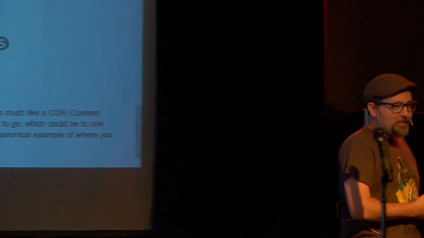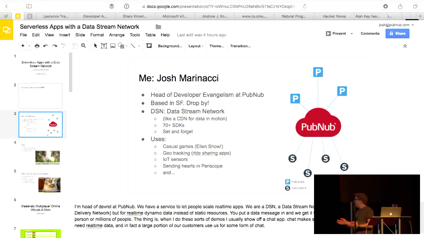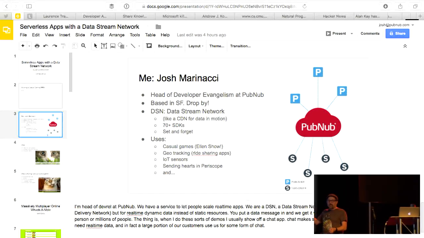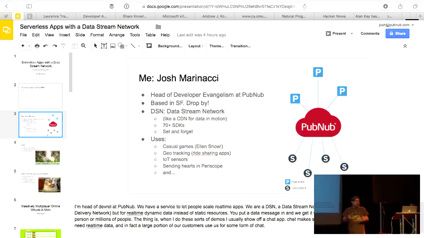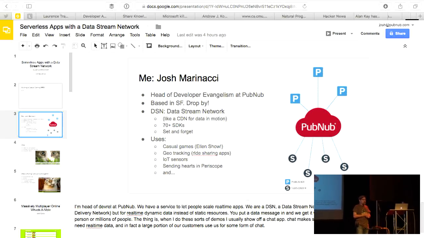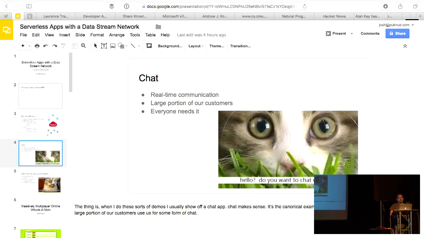Now, usually when I do these talks, we talk about all the common use cases. People make casual games, like the Ellen Show had a game using our stuff. They track cars, like the Lyft app, see where the car is. You want to track that in real time. We talk about IoT sensors. We talk about sending the little hearts in Twitter Periscope. But most of all, chat applications.